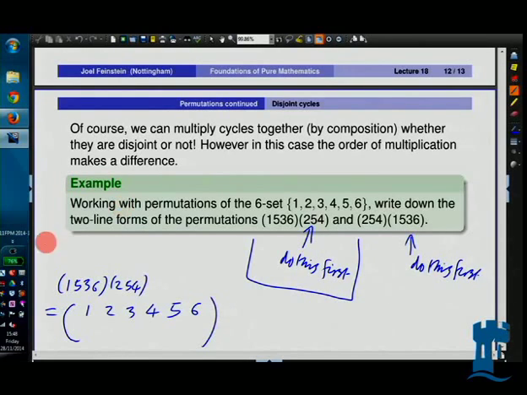Let's see where 1 goes. You do the right-hand bracket first, but it doesn't move 1. So 1 is still at 1, and now I see where it goes next. It goes to 5. Now let's look at where 2 goes. I have to do the right-hand one first. So 2 gets sent to 5, and then I do the other one, which sends 5 on to 3. Now look at 3. 3 doesn't get moved by the right-hand one, so it's still at 3 so far, but when I come here, it gets moved to 6.